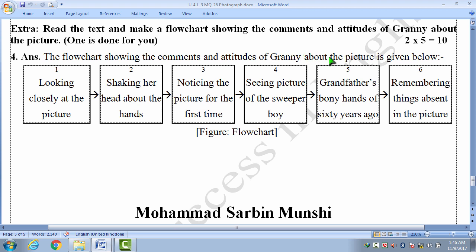সো এখানে গ্রানি অর্থাৎ দাদির কমেন্ট এবং অ্যাটিটিউড তুলে ধরা হয়েছে প্যাসেজ অনুসারে। At first we have given a heading, then in the 6 boxes we have written the information using gerund format, and in the third stage we have written caption, figure, flowchart. So our answer is okay.